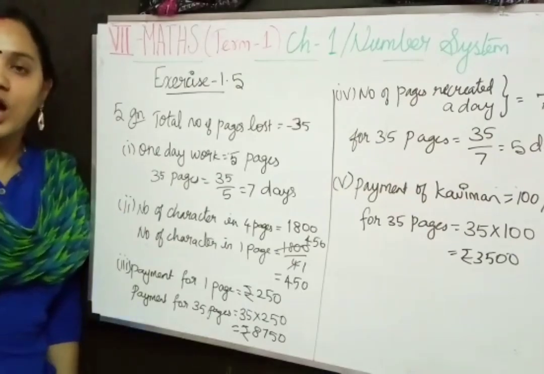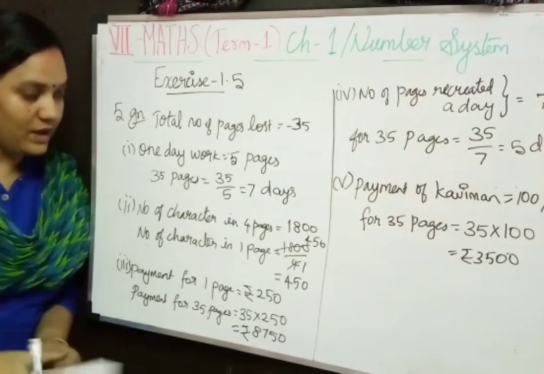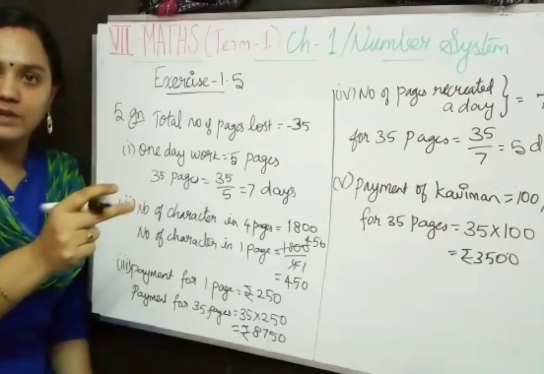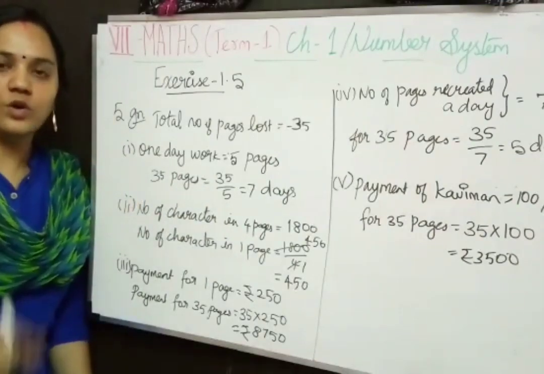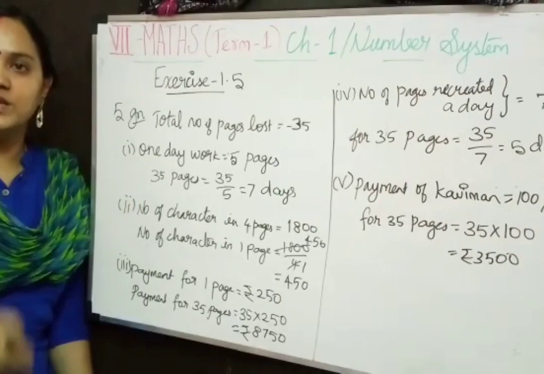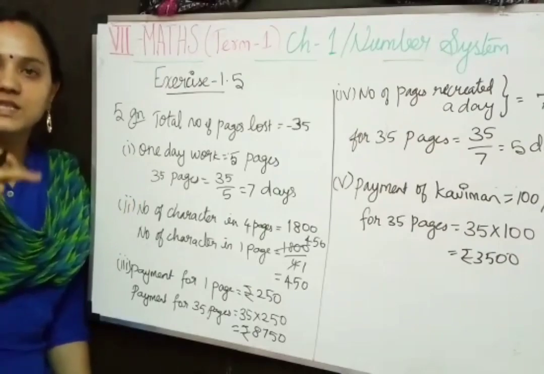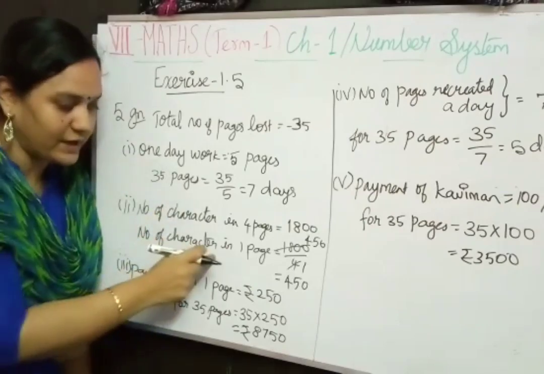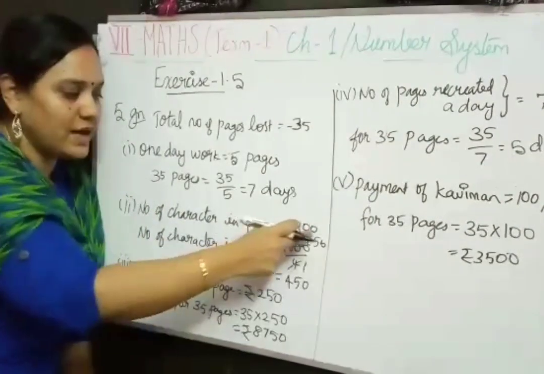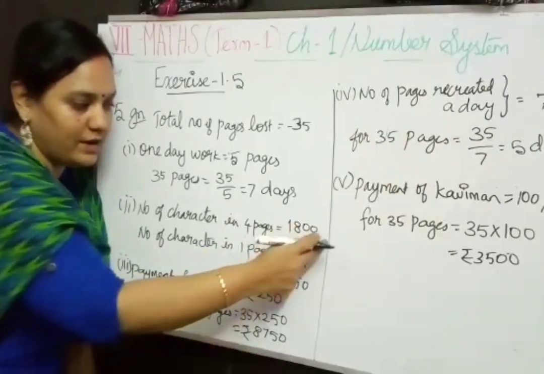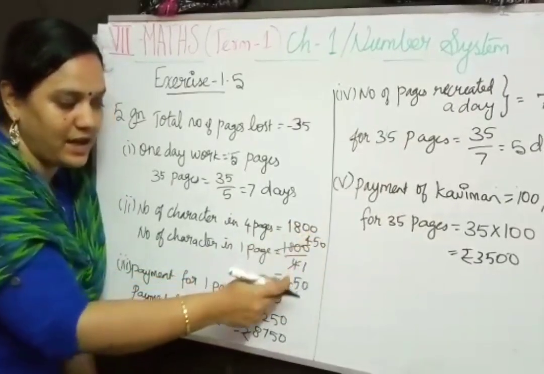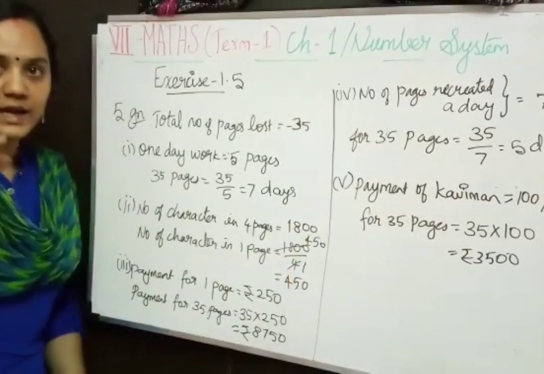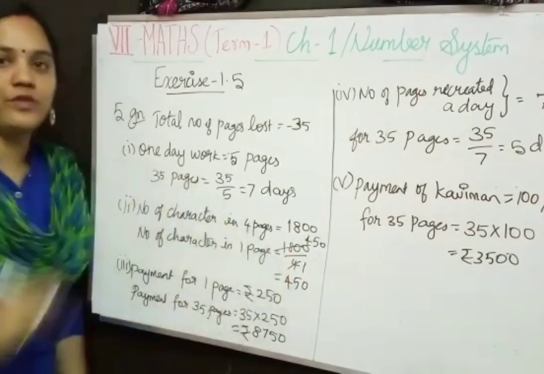Okay, letters. So how many characters? 1800 characters இருக்கா, எத்தனை பேஜ்ல? 4 பேஜ்ல. So 4 பேஜ்ல 1800 means 1 பேஜ்ல எவ்வளவு அப்படினு கண்டுபிடிக்கணும். So the rate of 3 pens is 6 rupees, means rate of 1 pen எப்படி கண்டுபிடிப்போம்? 6 divided by 3, that is 2. Okay, so likewise number of characters in 1 page எப்படி கண்டுபிடிக்கணும்? 1800 divided by 4. After cancelling I got the answer as 450. So how many characters are there in 1 page? ஒரு பேஜ்ல 450 characters இருக்கு.